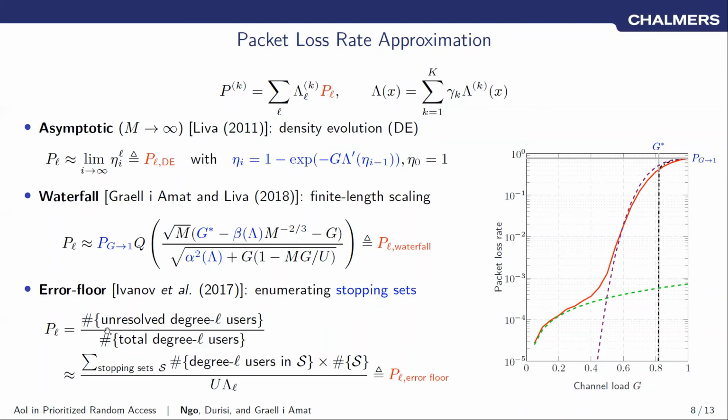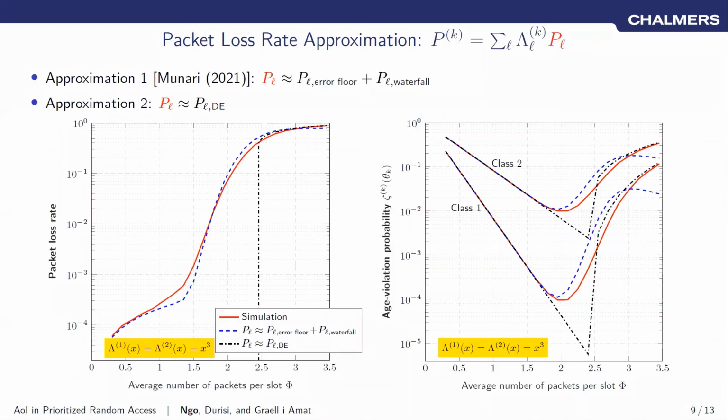So to count the number of unresolved degree L users, we count the number of stopping sets and the number of degree L users intersect. We call this approximation the BL error flow. With that, we consider two approximations of the bucket loss rate. The first one is the sum of the error flow and the waterfall approximations. The second one is the asymptotic value computed with density evolution.